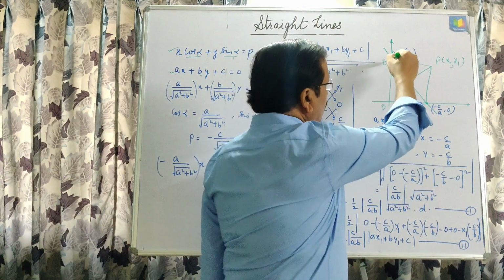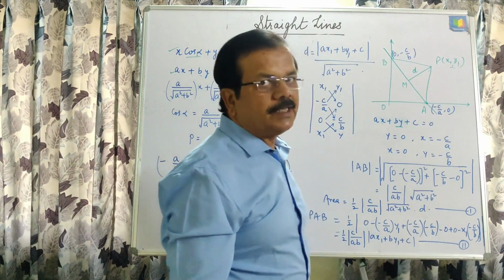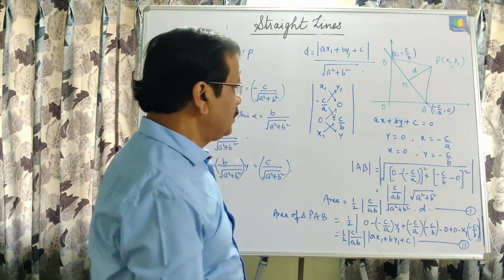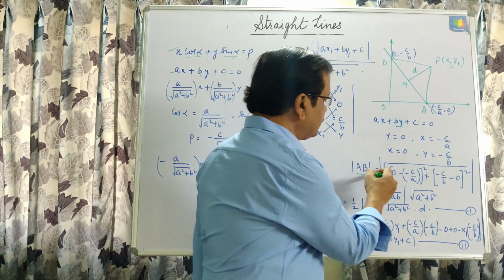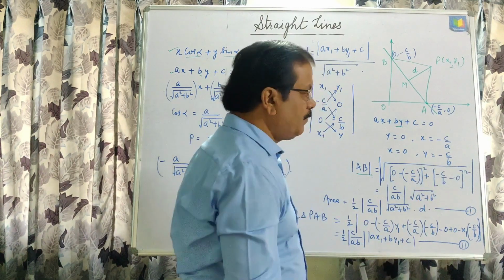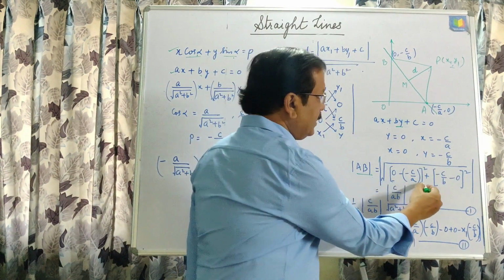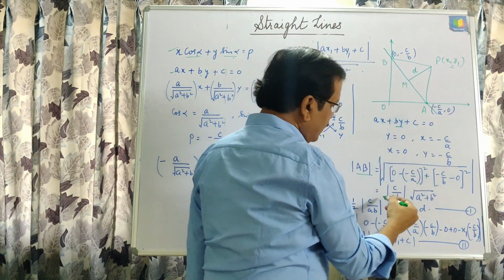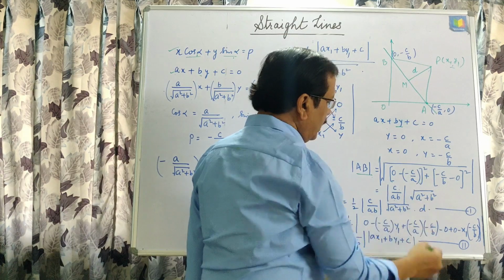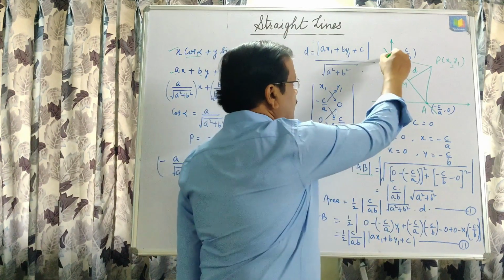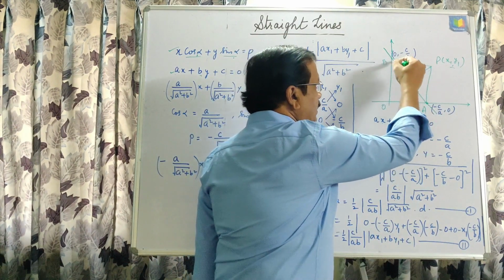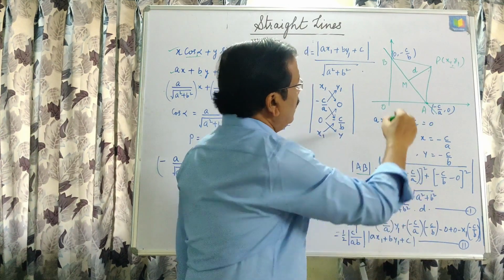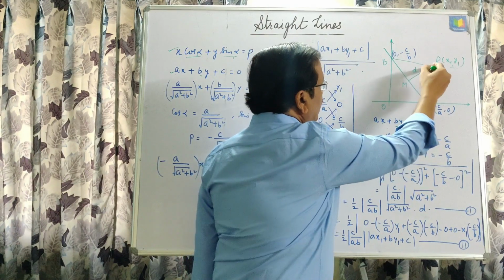Now for the distance between these two points, we use root((x1 - x2)² + (y1 - y2)²), and for distance we generally take the positive value. Then writing this plus this minus this, whole square, plus this, we get c/(ab) root(a² + b²). This is the distance AB, and then joining these two lines, what will be the area of this triangle? Half base into perpendicular.